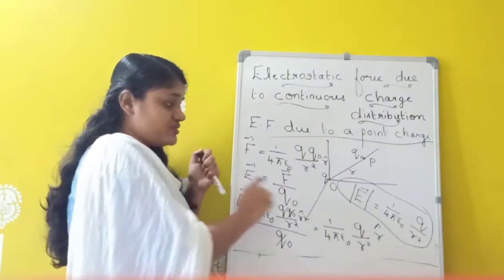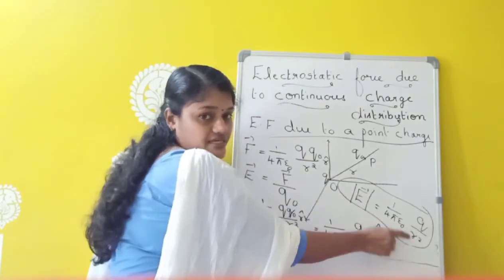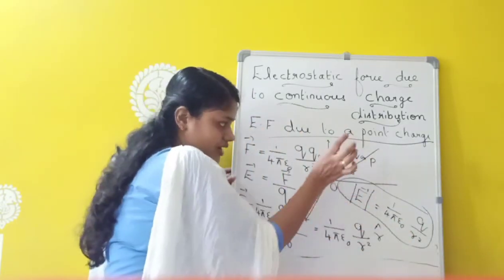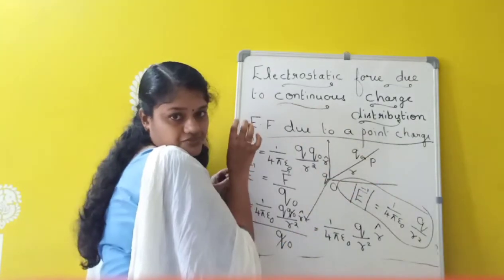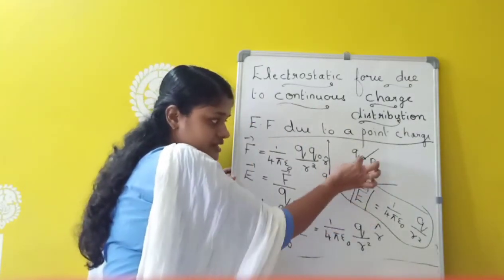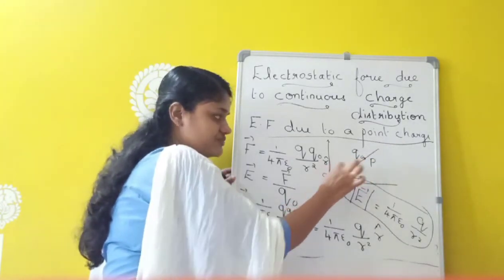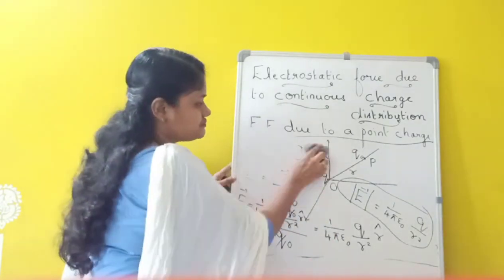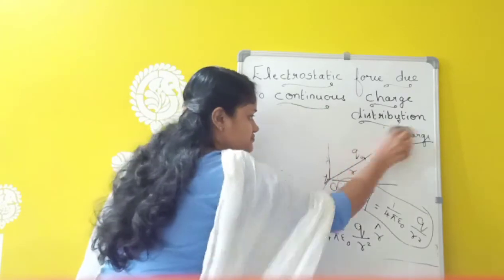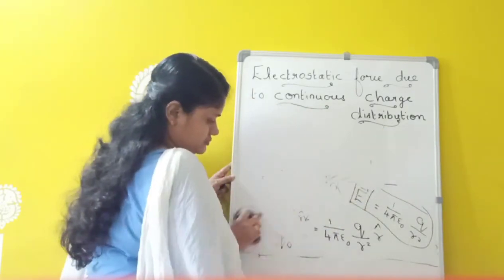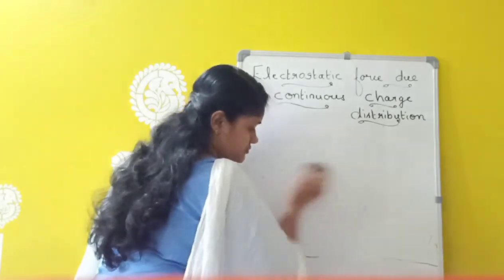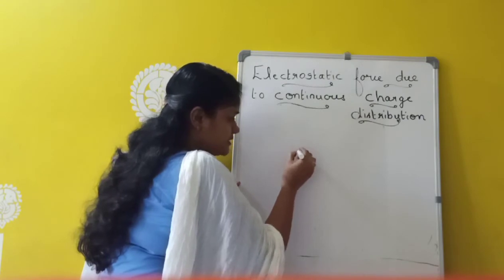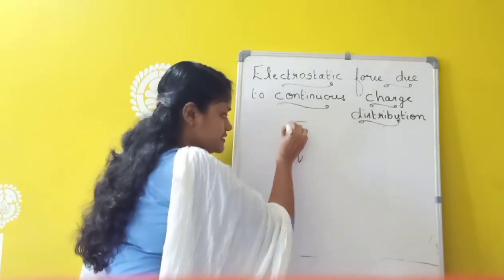That means this electric field depends mainly on the charge as well as the distance. So the electric field intensity at any point depends on the distance from the source charge. Clear? Once again, the electric field intensity at any point depends on the distance from the source charge. So suppose I am taking a spherical conductor. Suppose a point charge is kept inside a sphere.